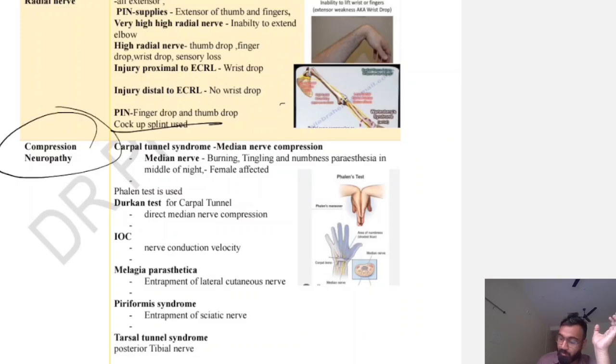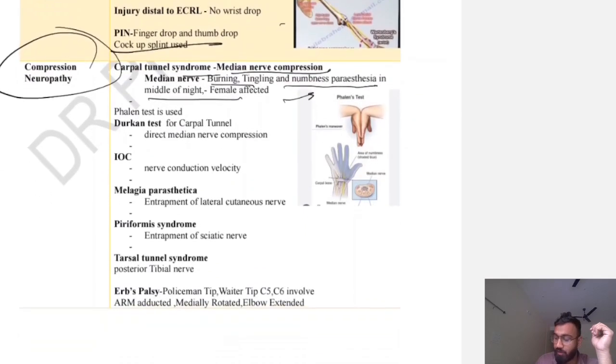Now the compression neuropathy. Carpal tunnel syndrome is median nerve compression at this level. It is caused by various reasons: malunion of distal radius fracture, hypothyroidism, and many others. It causes burning, tingling, numbness, and paresthesia in the middle of the night. Females are mostly affected.